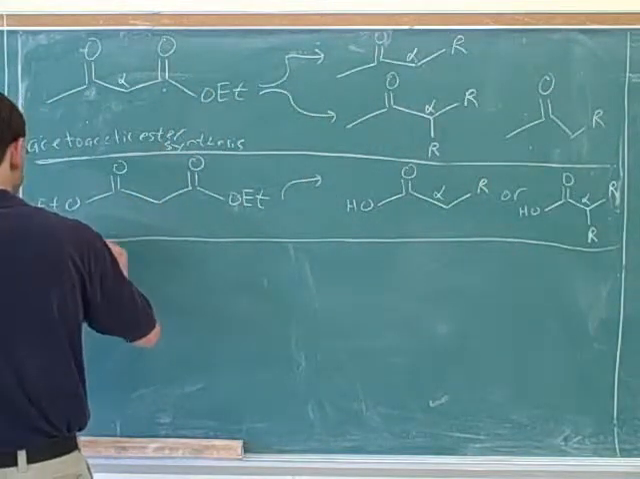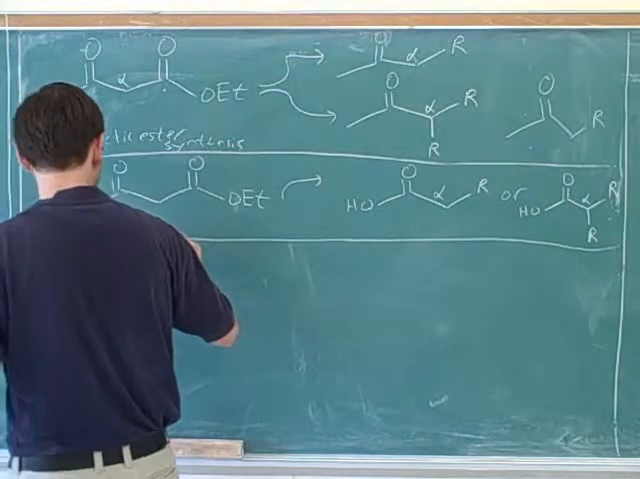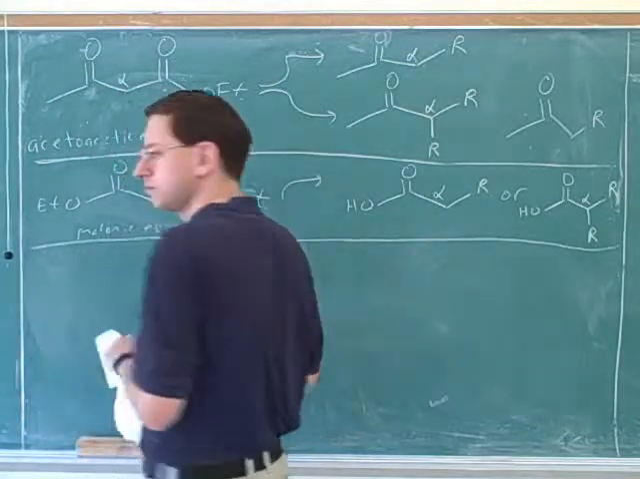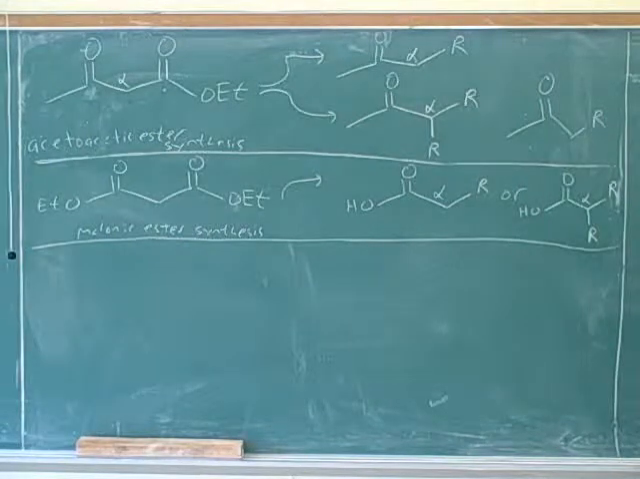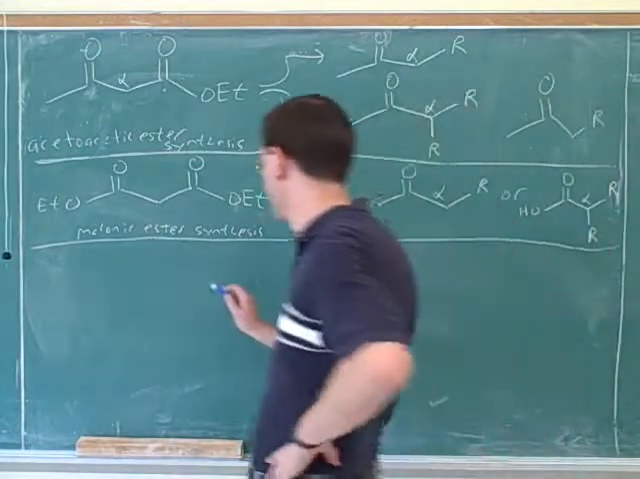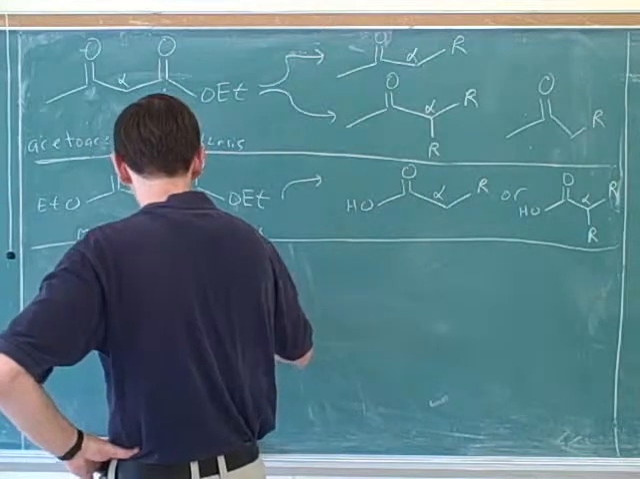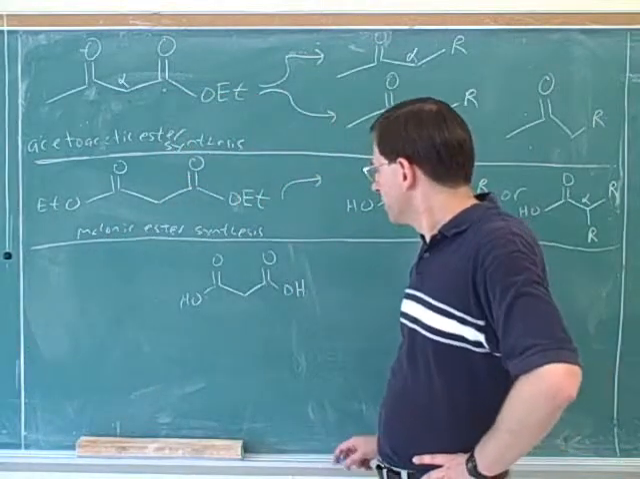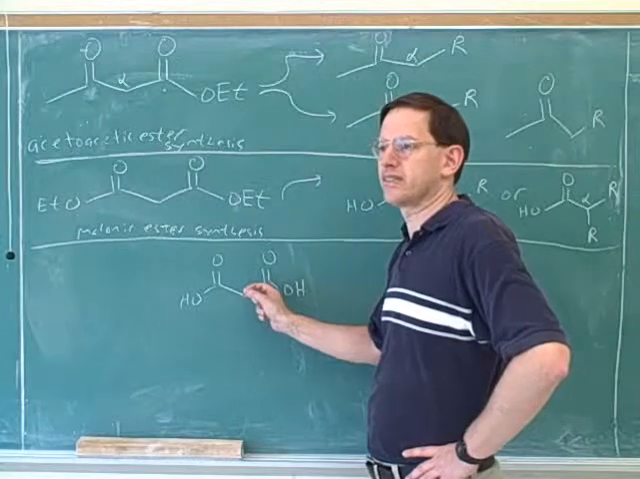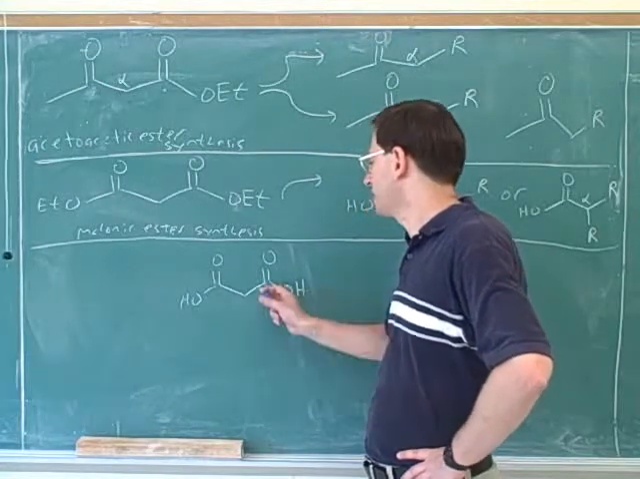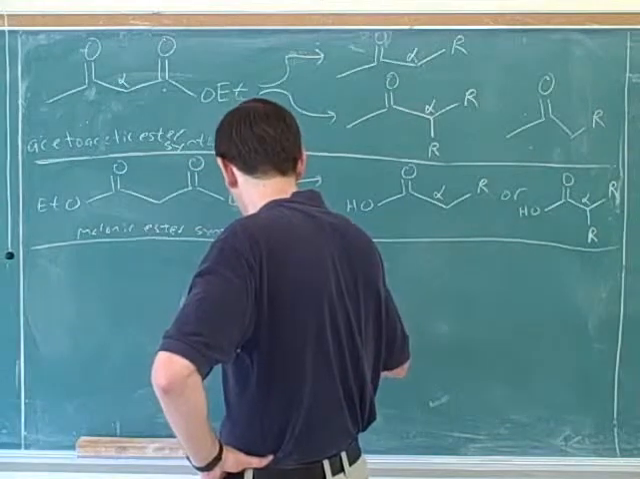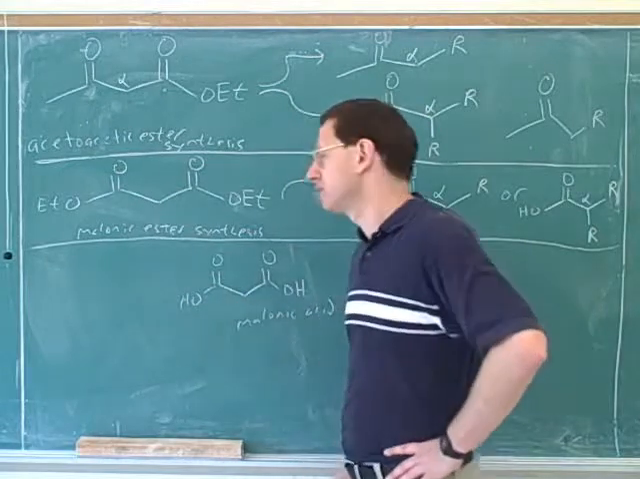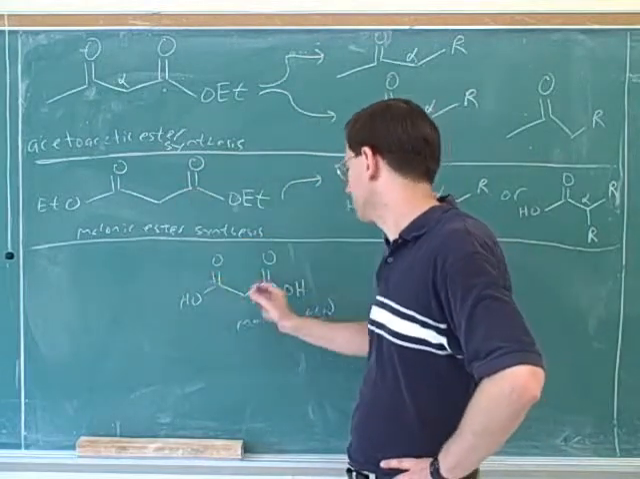Now we have the malonic ester synthesis, which is a pretty similar idea. Incidentally, this is a 3-carbon dicarboxylic acid, right? It turns out that the common name for this is malonic acid. So you can see why this would be called a malonic ester, because it's an ester that's formed from malonic acid. So this is the malonic ester synthesis because we start with an ester that would be formed from malonic acid.